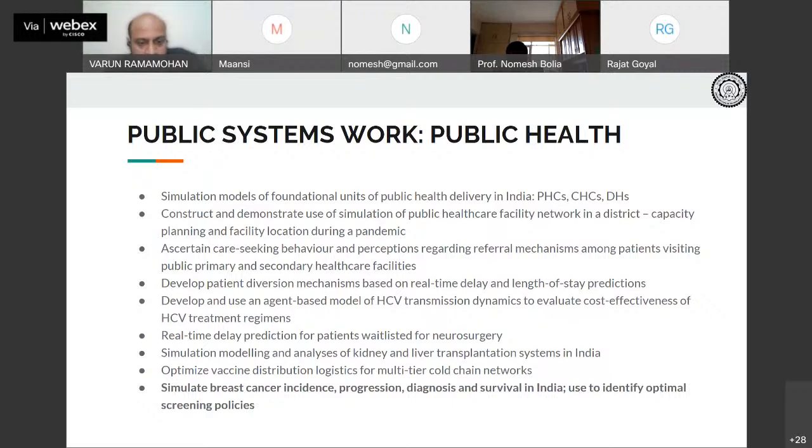Finally, what I'm going to talk about today is the development of a simulation model of breast cancer incidence, progression, diagnosis, and survival in India.